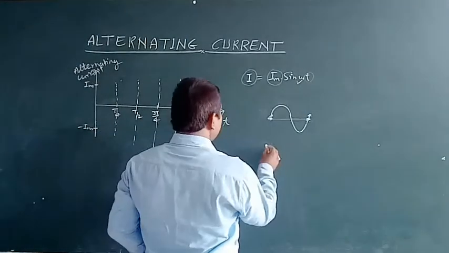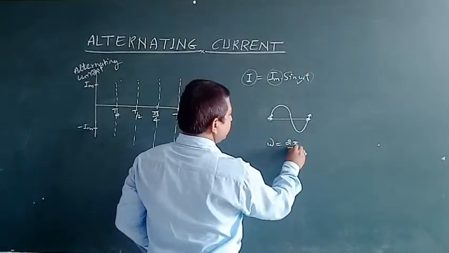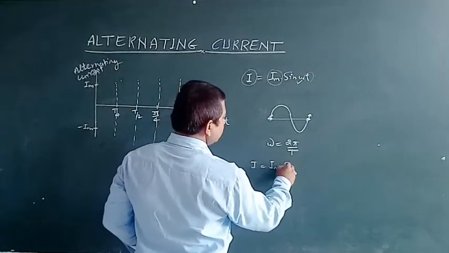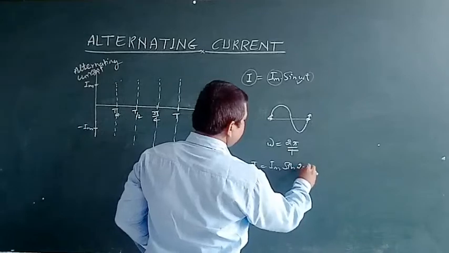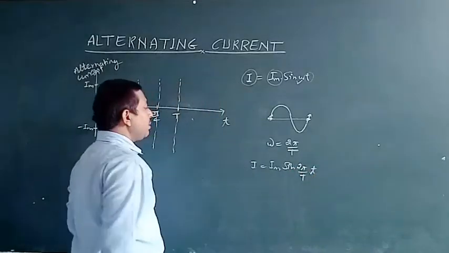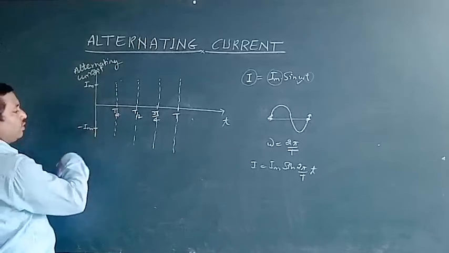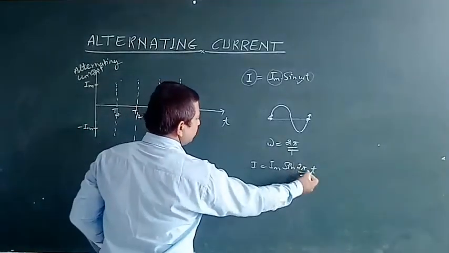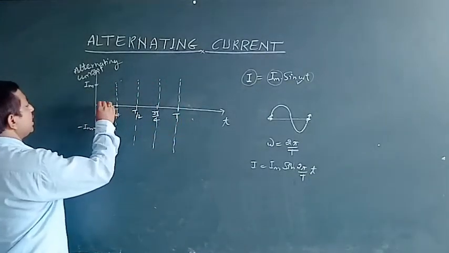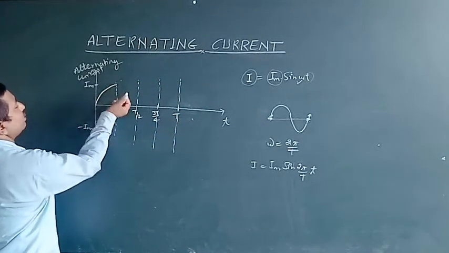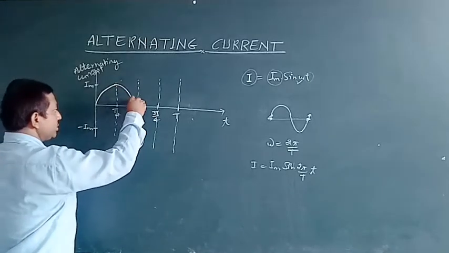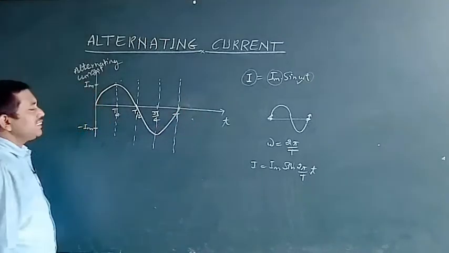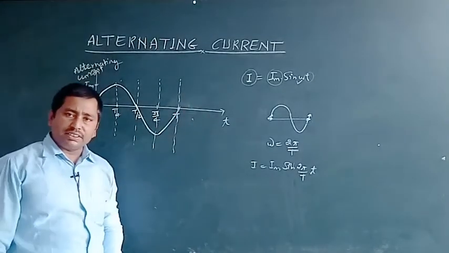Now, as we know that omega can be expressed as 2 pi by T. So I is equal to Im sine 2 pi by T into t. If we put the value of small t as T by 4, then we get I is equal to Im sine 2 pi by T into T by 4. It means this becomes sine 90, and sine 90 becomes 1. So the graph is found like this, if you plot this. Okay, so this is the representation of the alternating current.